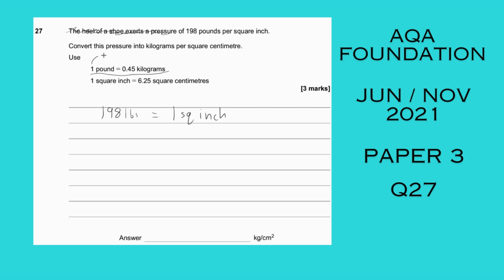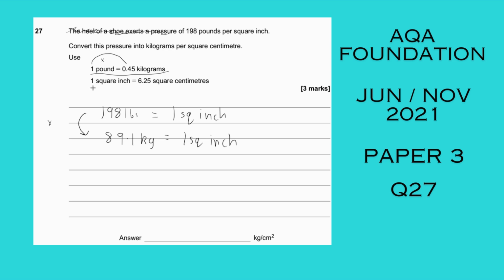So to go from pounds to kilograms, it's multiplying by 0.45. Okay, to go from pounds to kilograms. So let's do that conversion first of all. Let's times 198 times by 0.45. We're getting 89.1, but that's now in kilograms per square inch.